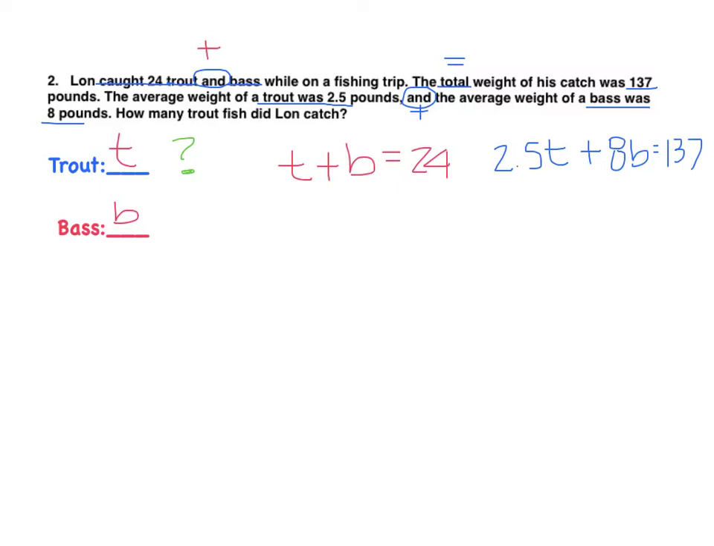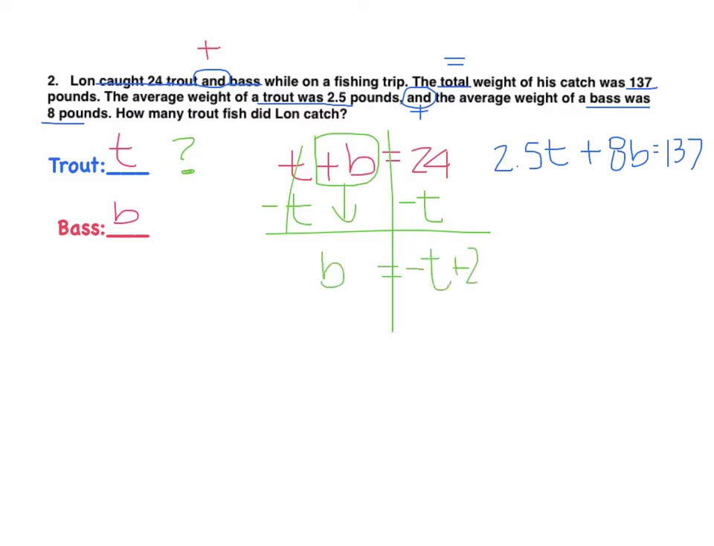All we're going to do right now is go ahead and just solve for y, so that way we already have it done. So here we get to choose what letter we want to solve for. Whichever one you pick, there's no right or wrong answer. Let's say we go with the letter B. So I'm going to box that variable. I'm going to get rid of the positive t by subtracting t. We end up with b equals negative t plus 24.